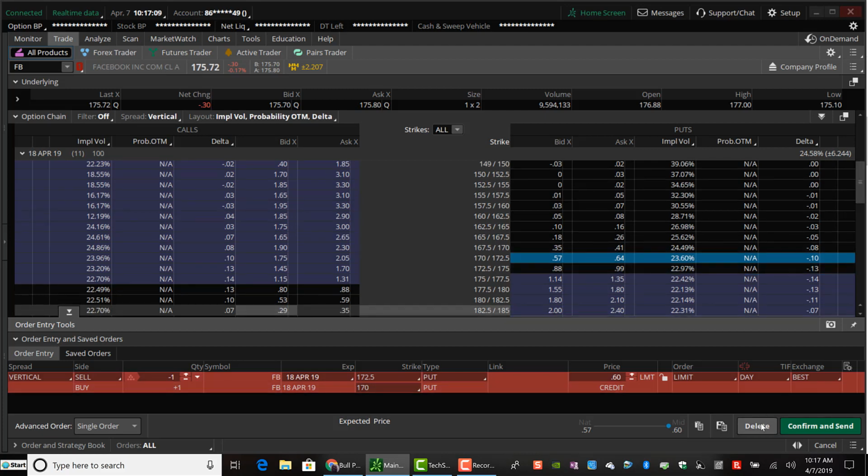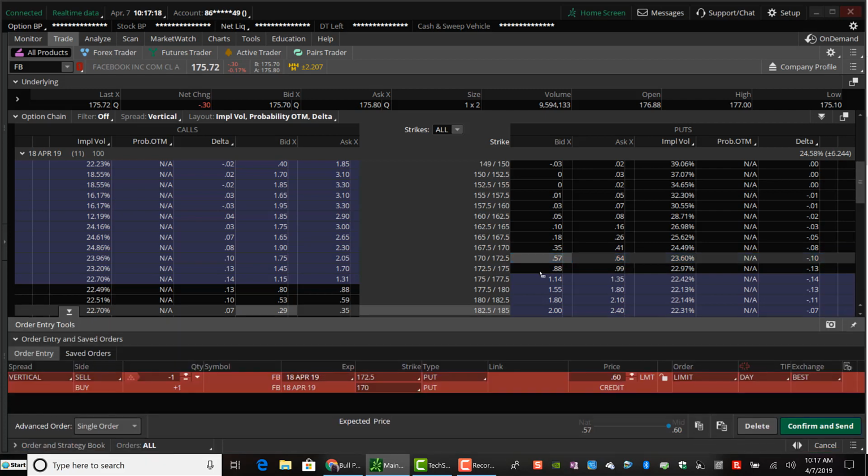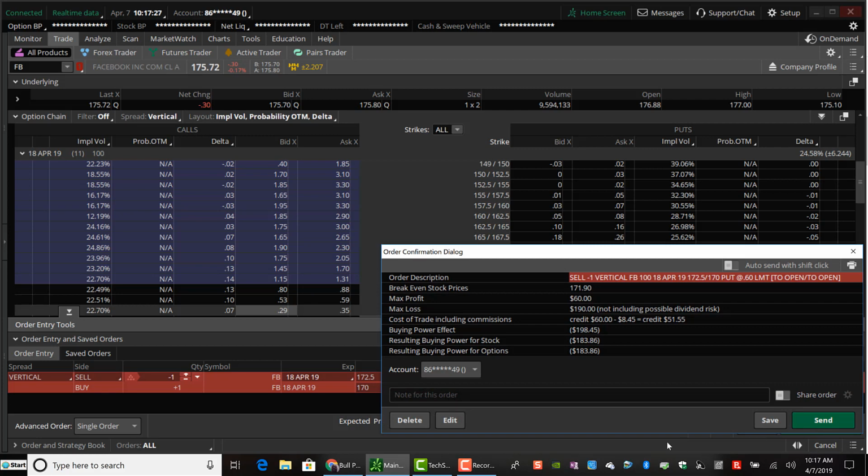So I'm actually going to sell the 172.50s and I want to buy the 170 puts. So you come over here on the put side and click on the bid section, right where it says 170, 172, and voila, your order pops up. If you click on confirm and send, you don't want to send it if you're not ready to do the trade. Here on ThinkorSwim, it breaks it down for you, shows you what your max profit, what your max loss is, and it also shows you what your break-even points are.